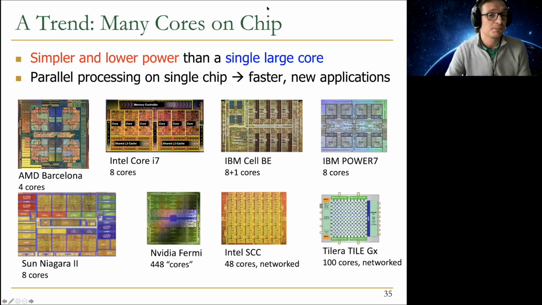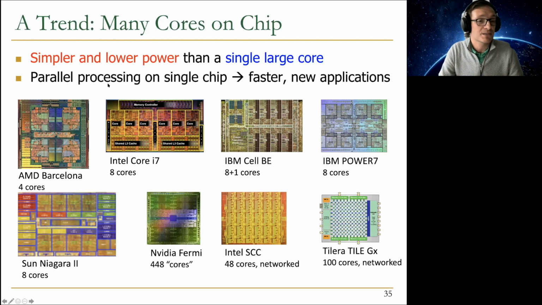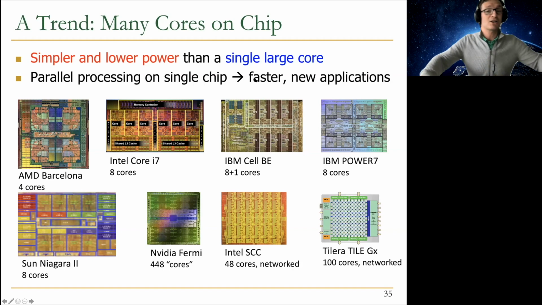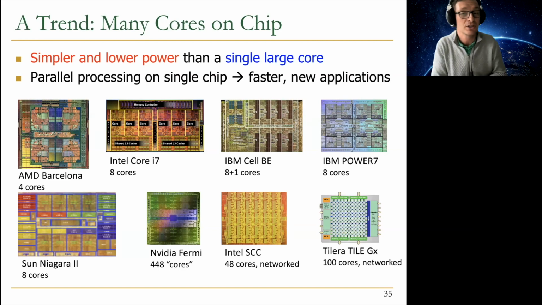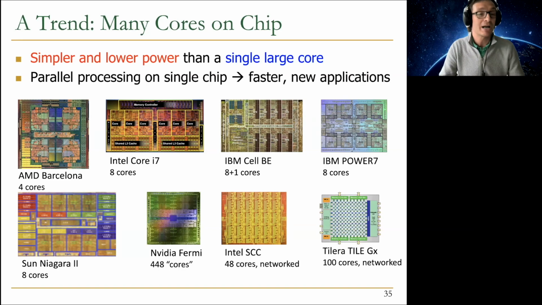Now they're building multiple cores, basically many cores. The idea is each core is simpler and lower power than a single large core that would otherwise occupy the entire chip. And this also enables an opportunity, which is parallel processing on a single chip. Now you can partition your program across the cores or have multiple programs running independently across the different cores. Now it can be much faster or have higher throughput. You can have newer applications.